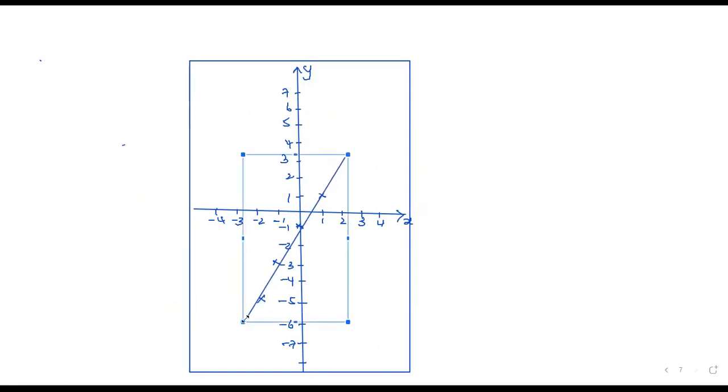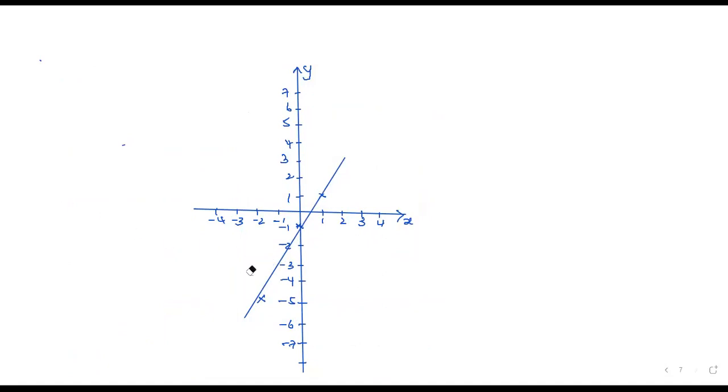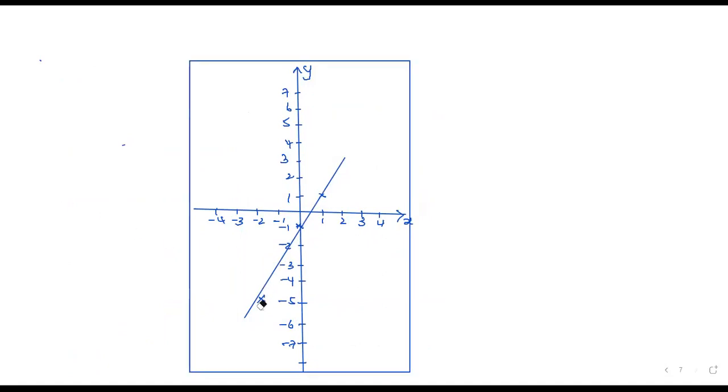Children, I don't get that much accurate one because I didn't use the... Right. So then here I write y equal to 2x minus 1.